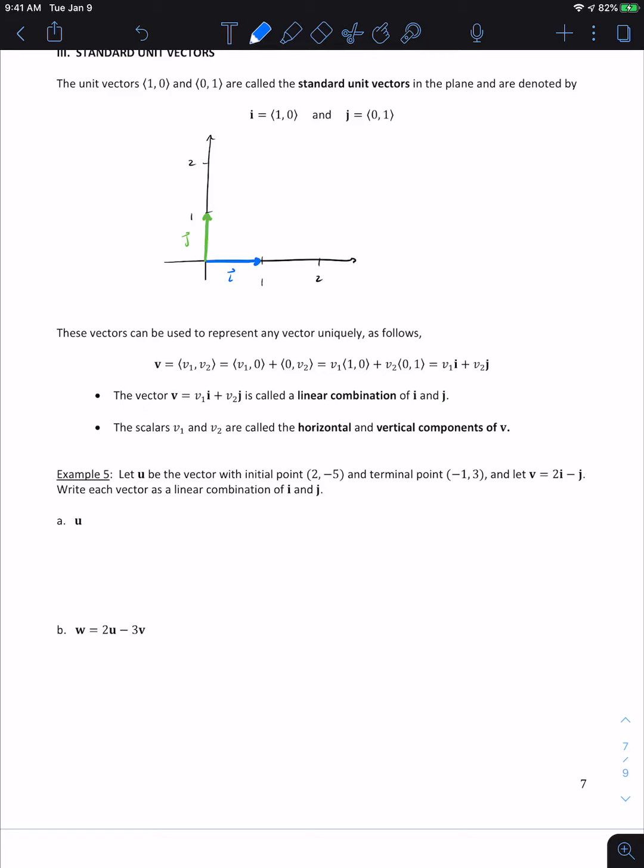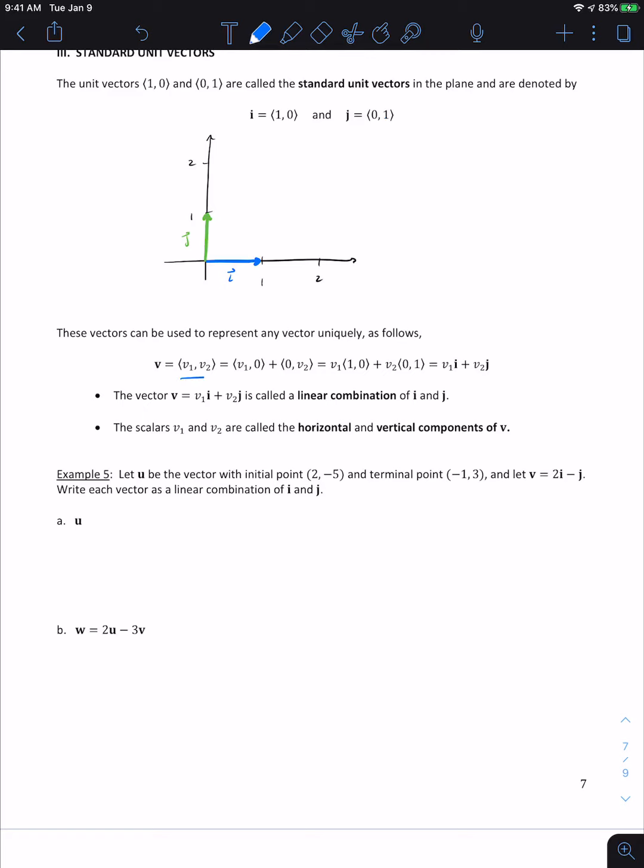Again, this is the direction of i, which has an x component starting at the origin and going to 1 in the x direction, and this is the j vector starting at the origin and going to 1 in the y component.